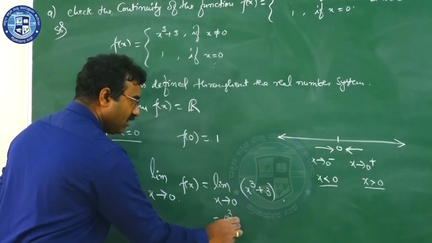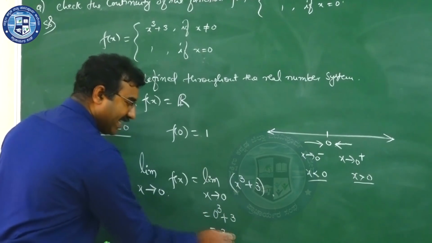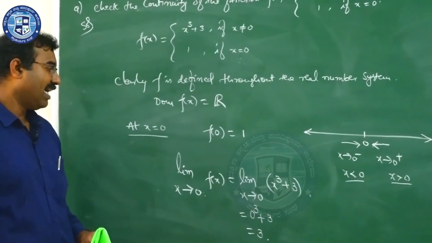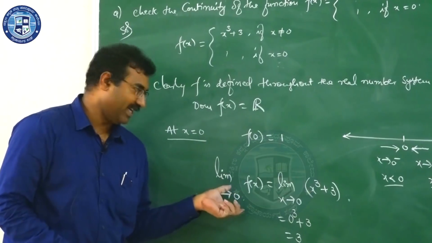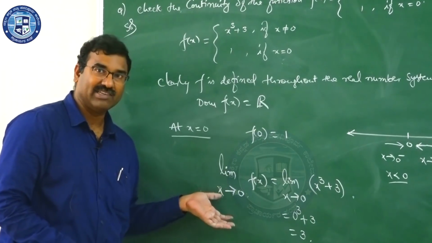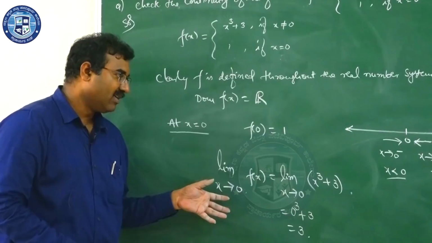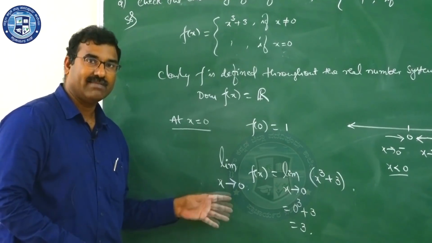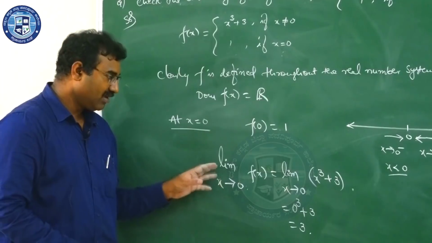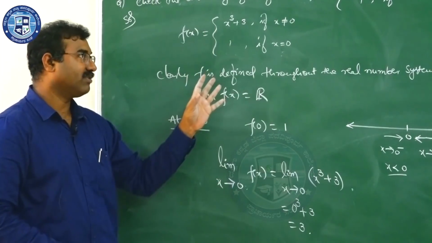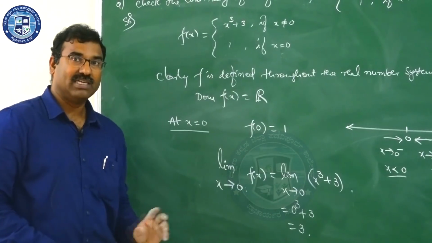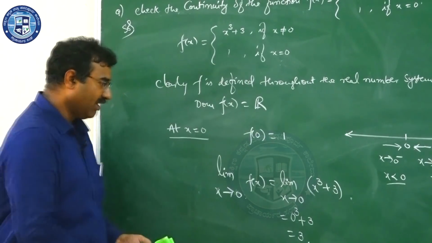So, 0 cube plus 3. So, what am I getting? 3. Limiting value, I am getting 3. This is a main key point in continuity, whether you need to work out left hand and right hand limits or just write away the limit. If you study the function properly, then you can work out the limit very easily, which is equal to 3.